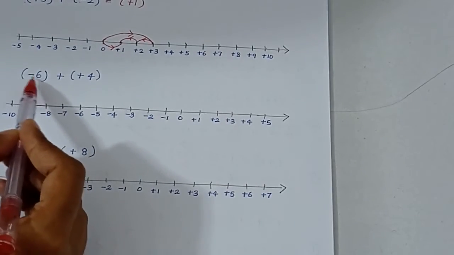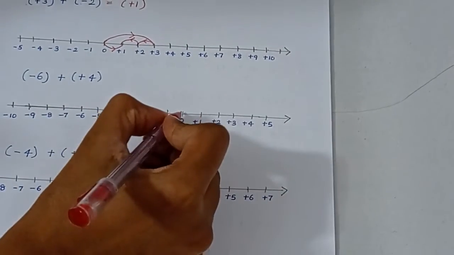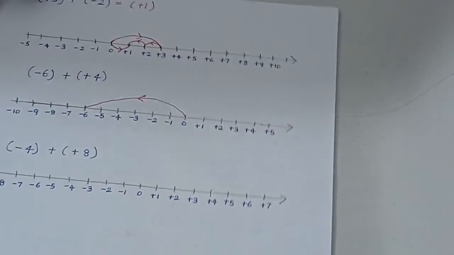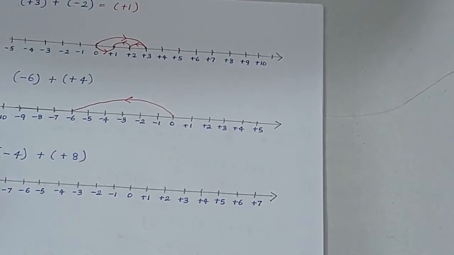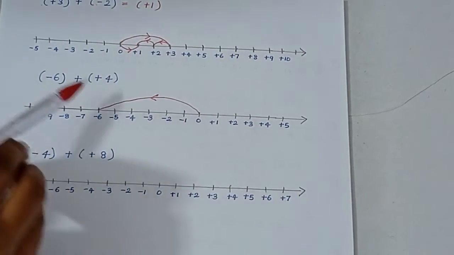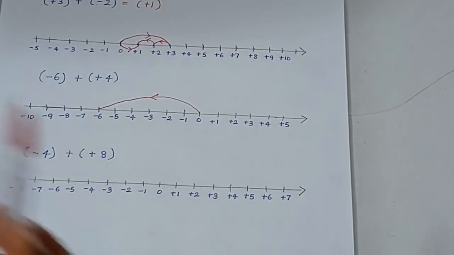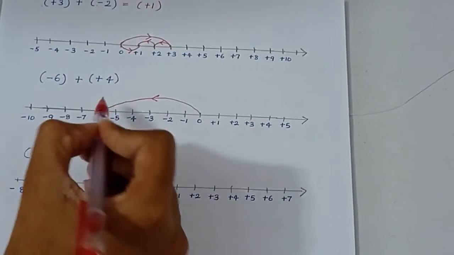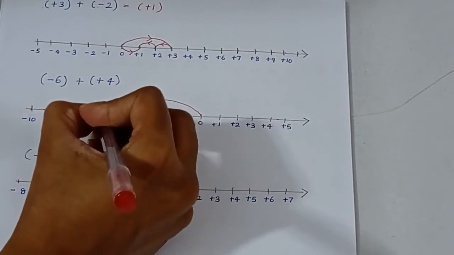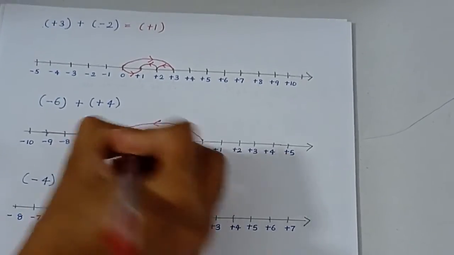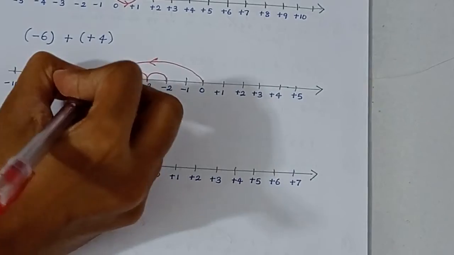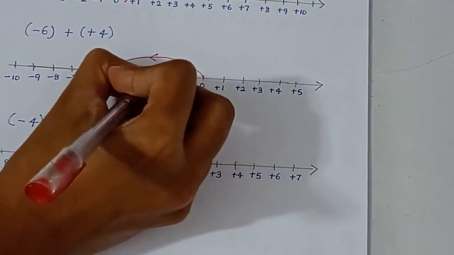Here first integer is a negative value. Then from 0 to negative 6 like this. Okay. Now add positive 4. That means 4 places towards the positive direction from negative 6. Positive direction is to the right. 1, 2, 3 and 4. Then the direction this way.